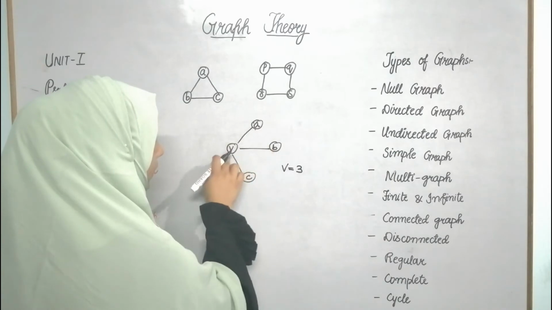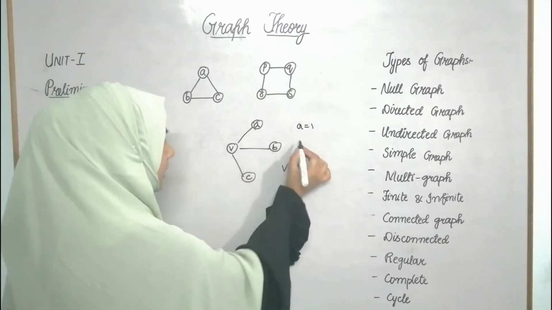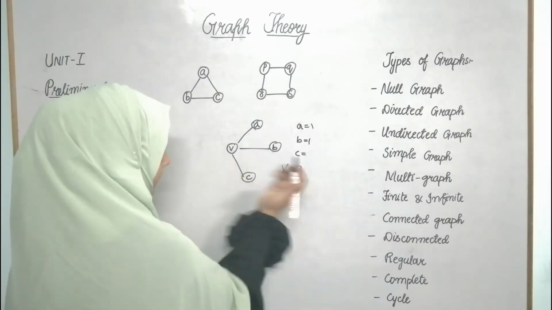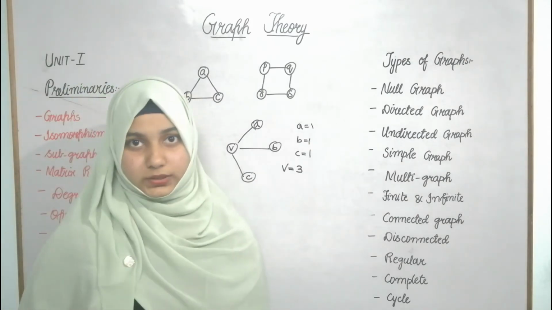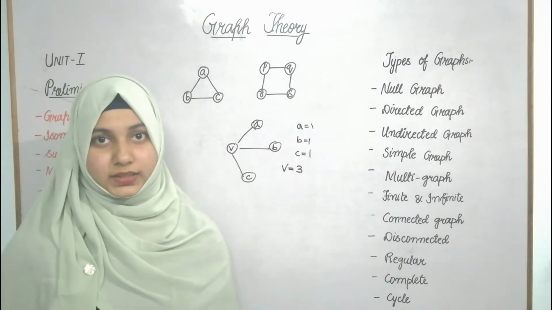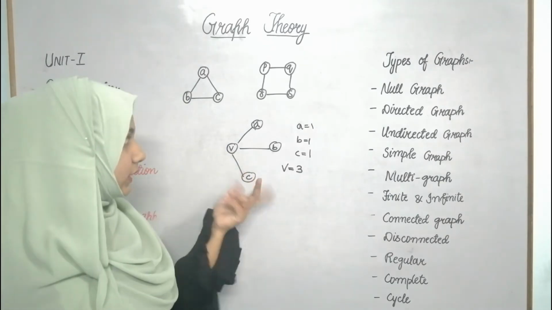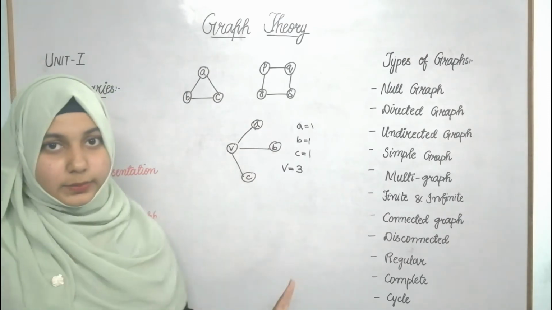Similarly A has got the degree 1. Only it is connected to B. Similarly C has got degree 1 as it is connected. The number of edges that is incident on a particular vertex is called the degree of that vertex. Okay, we'll see the degree for each vertex. B की degree क्या है? A vertex की degree क्या है? Clear about the degrees?